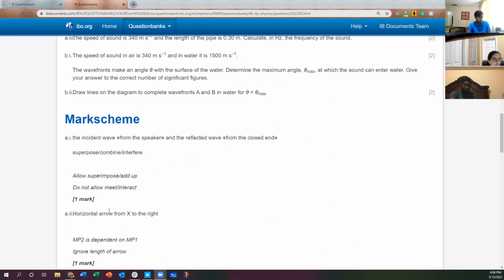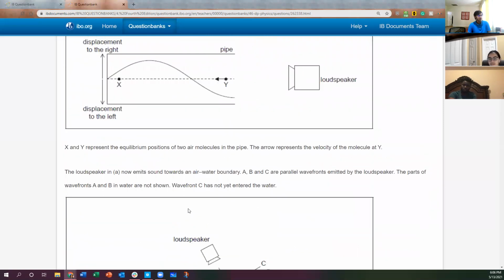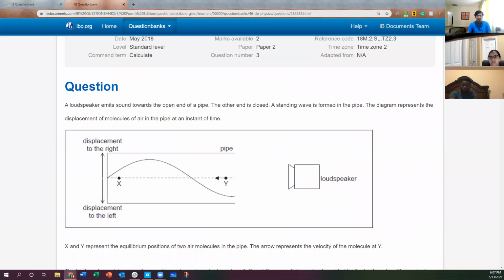Mark scheme: horizontal arrow from x to the right. Perfect. Okay. Now label a position n that is a node of the standing wave. So there are 2 points on here that we could label. What are those 2 points? You guys can try and annotate on the screen as well if you'd like, if you're on a device that will support that.